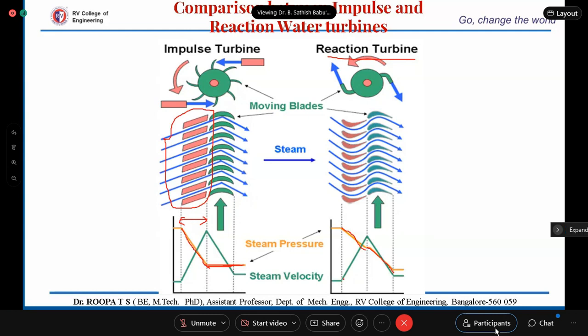So in the first set, that is in the fixed blades, there is an increase in velocity. In the moving blades, that energy is utilized for setting the rotor into motion, so the blades are getting moved. Then the velocity is decreasing in the moving blades stage. So in the first stage, in the fixed blade region, velocity is increasing. In the moving blades region, it is decreasing. So this is the difference between impulse and reaction turbines.